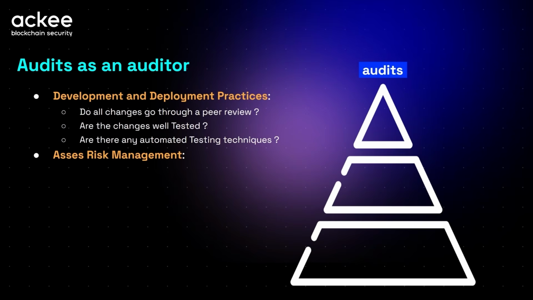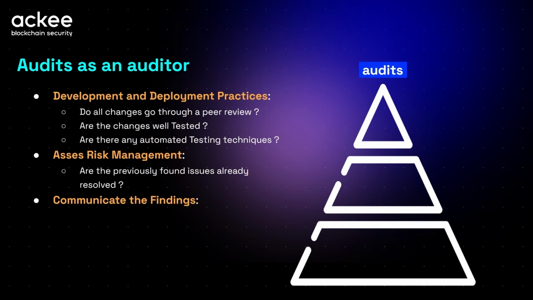Assess the risk management. Are the previously found issues already resolved? Are the previously found issues correctly resolved? Maybe the fix did not bring another security concern? I was talking about this. Make sure always that the fixes you made to the security vulnerabilities or security issues are correct. Firstly, the fix should actually fix the issue, and secondly, you shouldn't bring another security concern to your smart contract.